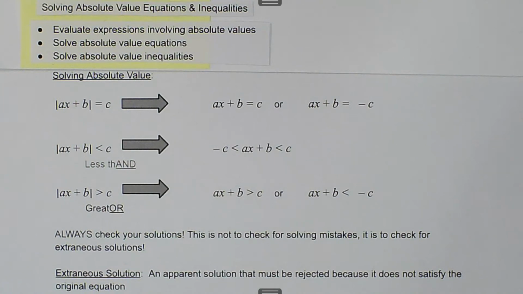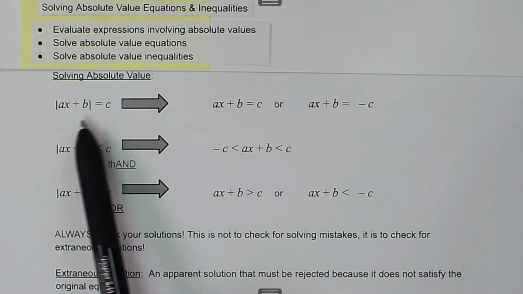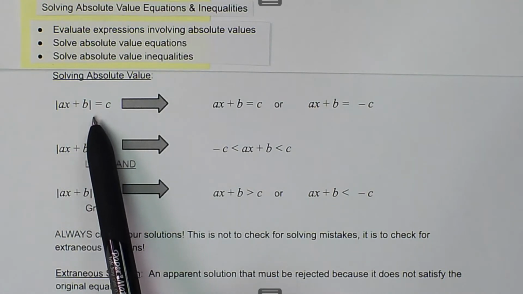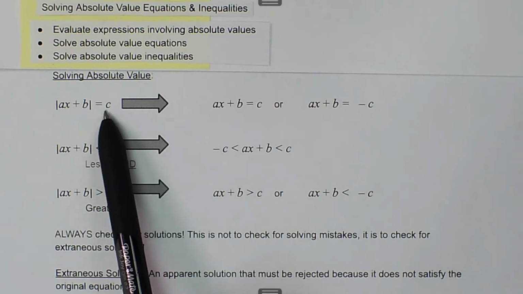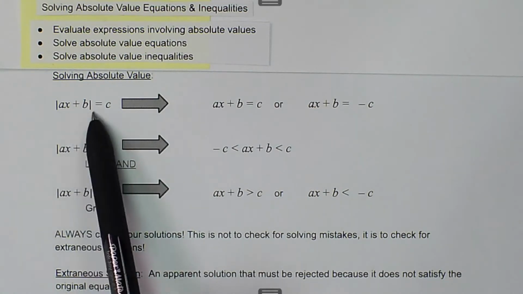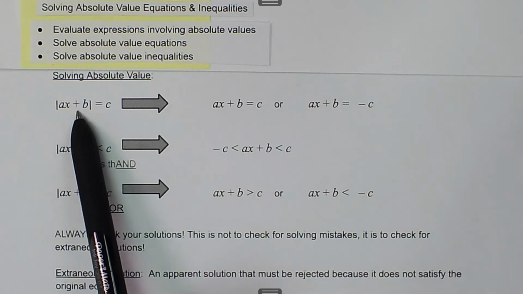We are talking about solving absolute value equations and inequalities. And when we're doing so, we got to keep in mind a few things. If we have an absolute value equation, we know that the solution always has to be positive. But what happens inside the absolute value sign, that can be negative.